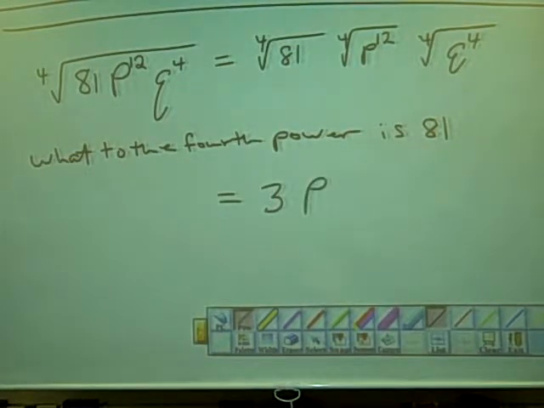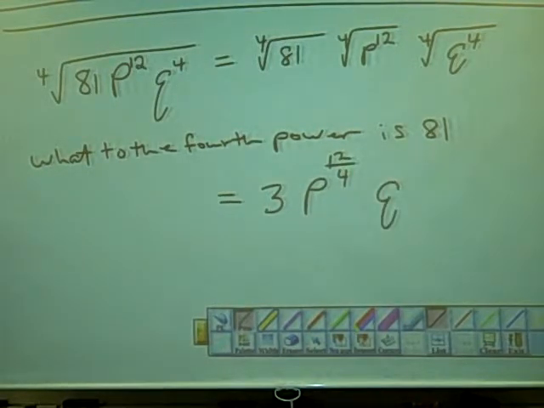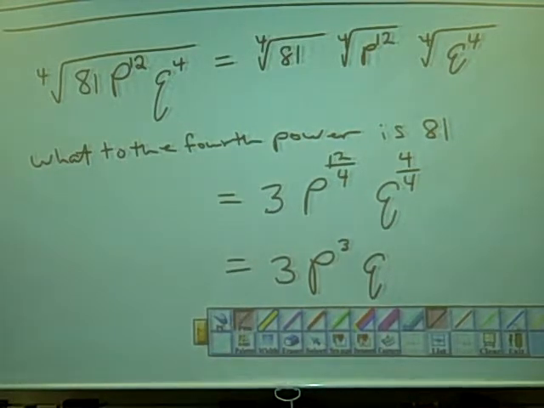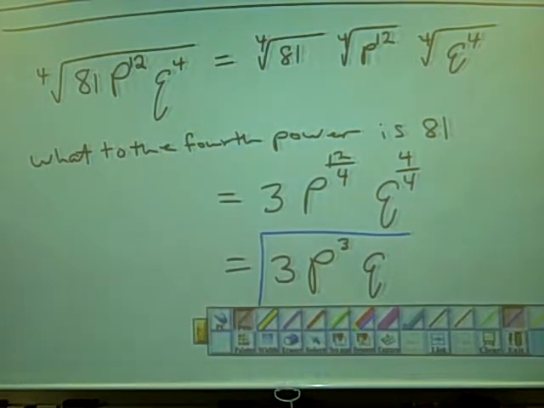And we can say this is p to the 12 divided by 4, and q to the 4 divided by 4, right? So this can be 3 p to what power? The third, right? Because 12 divided by 4 is 3. Q to the first, or just q. And that's our answer.